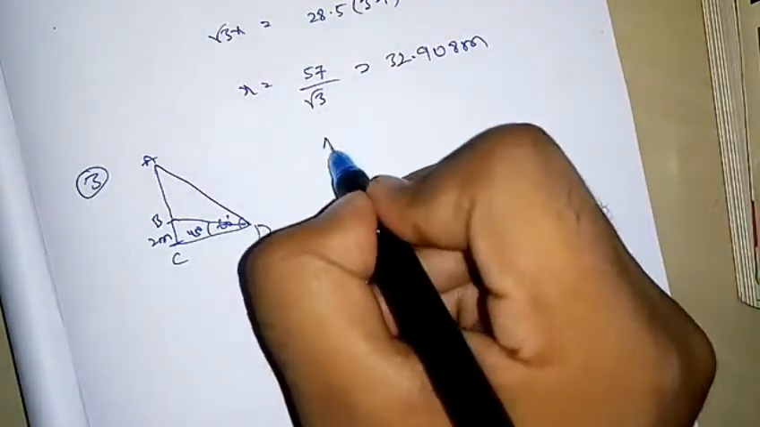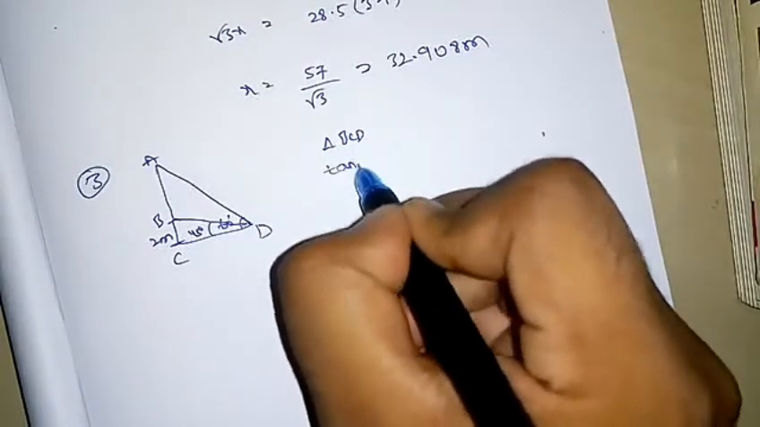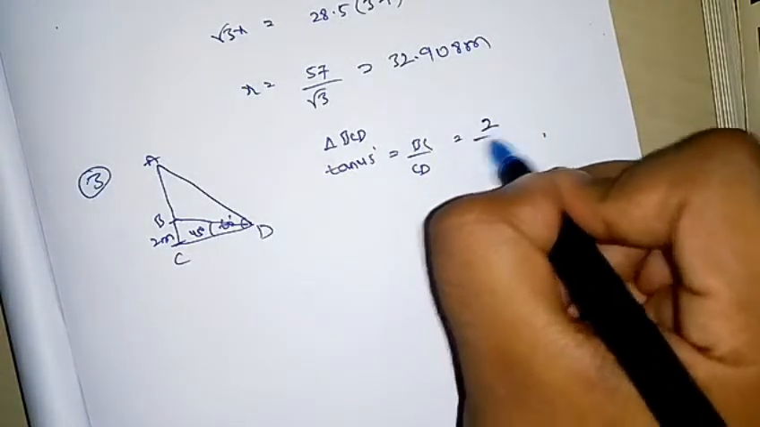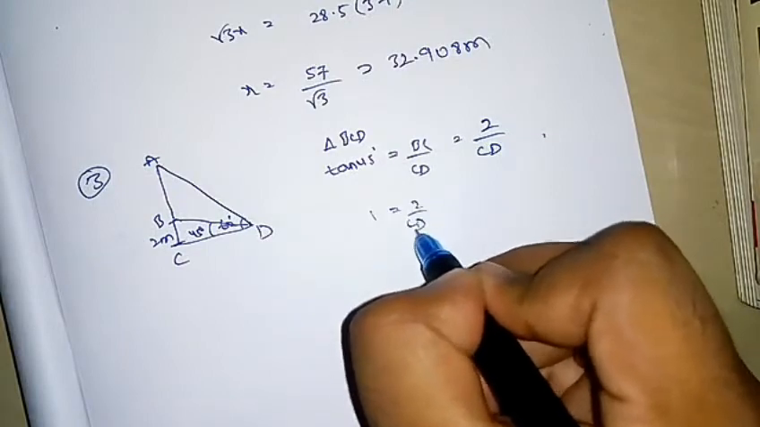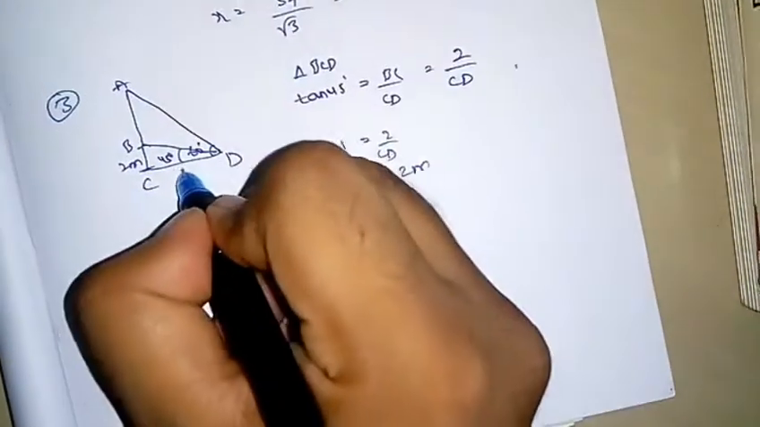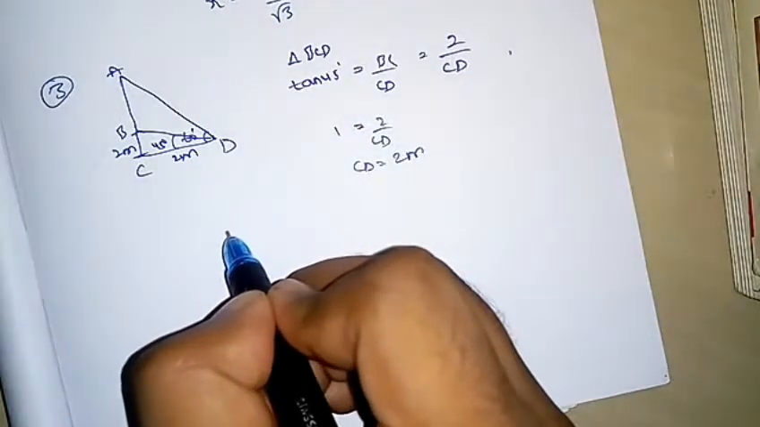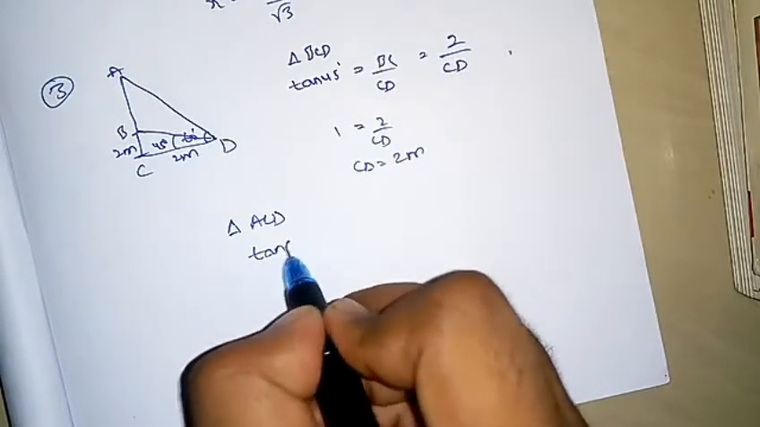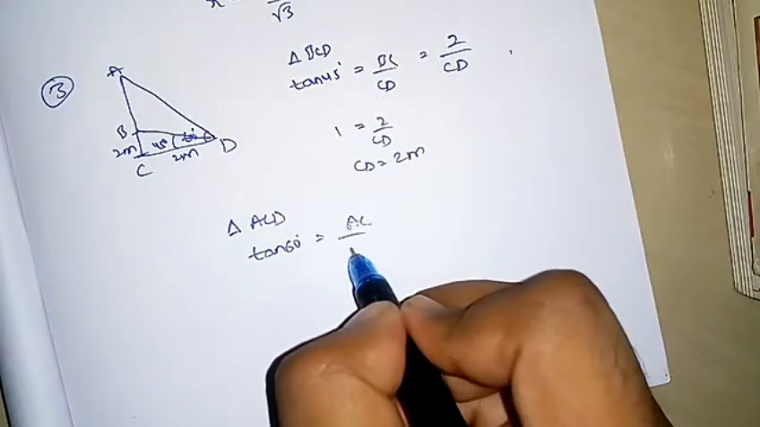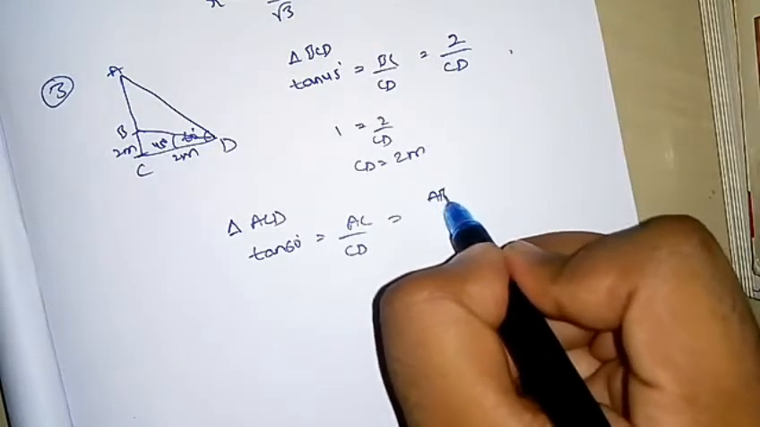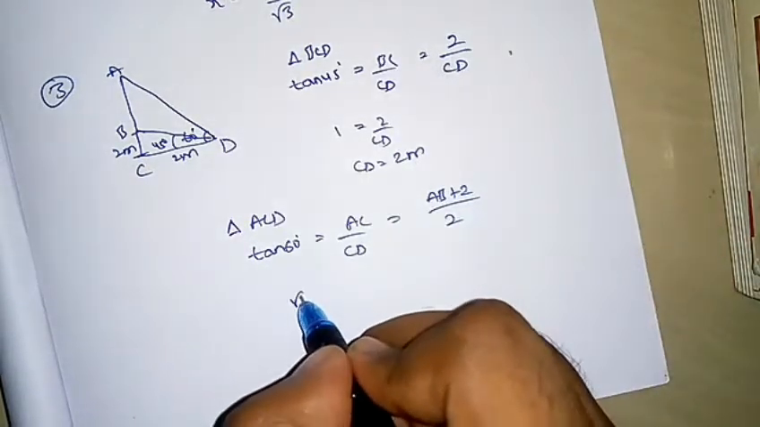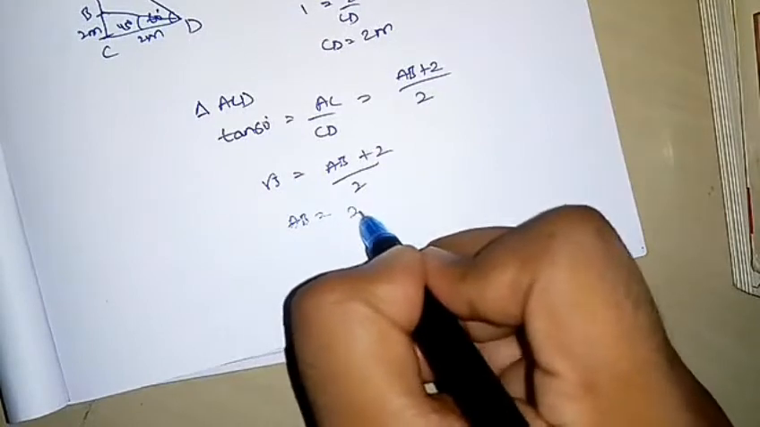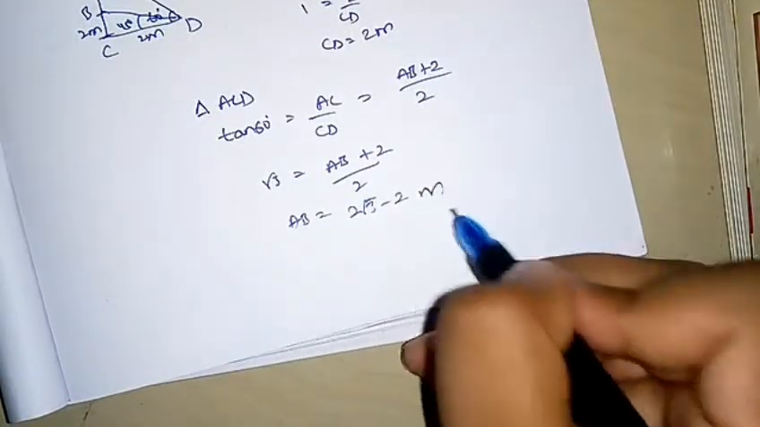So here in triangle BCD, tan 45 degrees is equal to opposite side BC by adjacent side CD, which is equal to 2 by CD. 1 is equal to 2 by CD. So CD is equal to 2 meters. Now you have to find the height of the statue. In triangle ACD, tan 60 degrees is equal to opposite side AC by CD. AC is equal to AB plus 2, and CD is 2. So root 3 is equal to (AB plus 2) by 2. So AB is equal to 2 root 3 minus 2 meters.